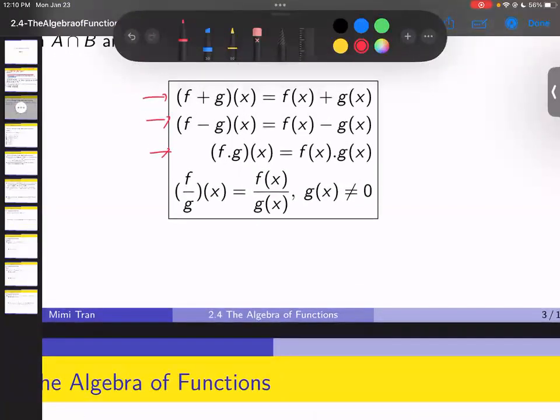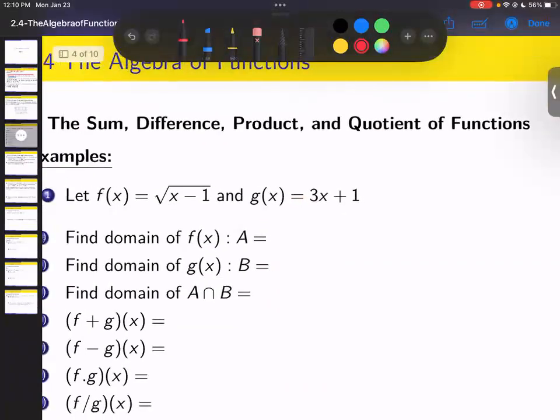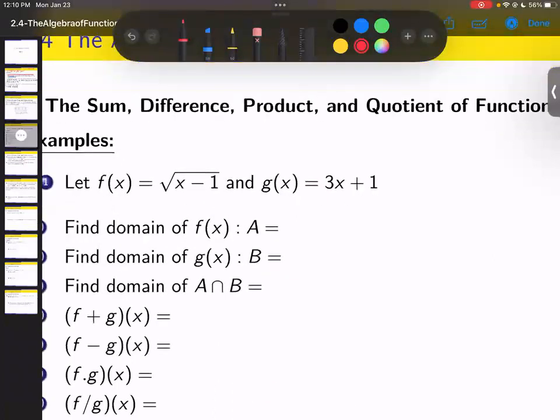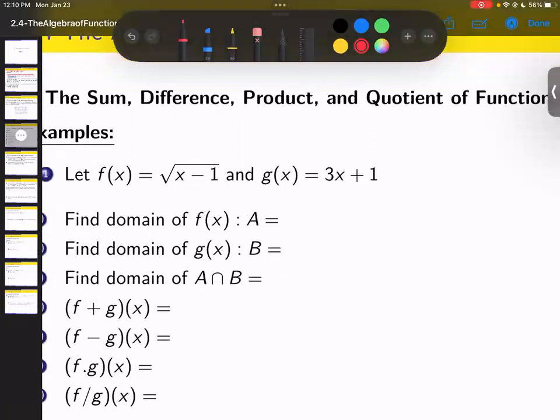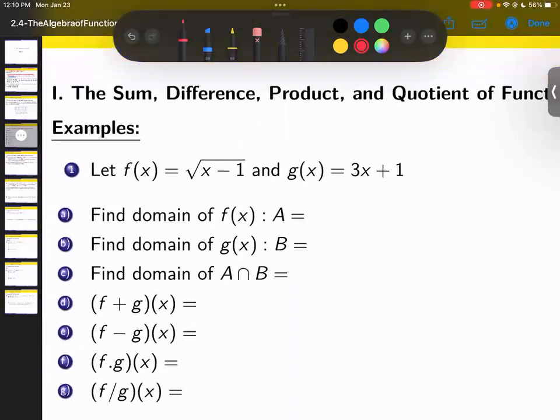You want to write that down if you have it? Because I'm going to go to the problem. Here it is. Given f of x is square root of x minus 1 and g of x is 3x plus 1, find the domain of f of x.